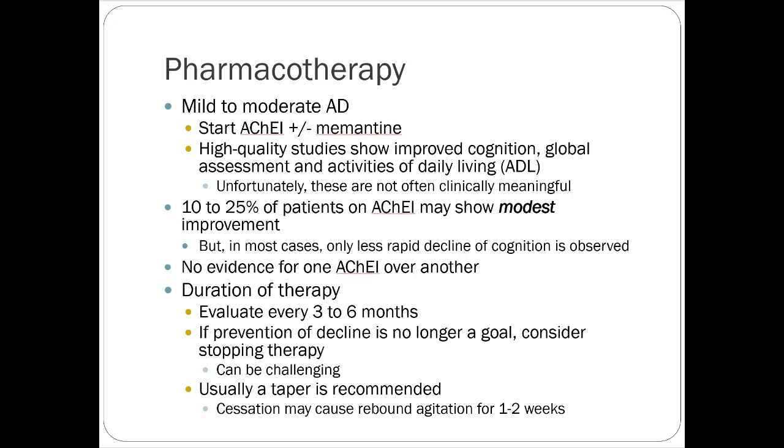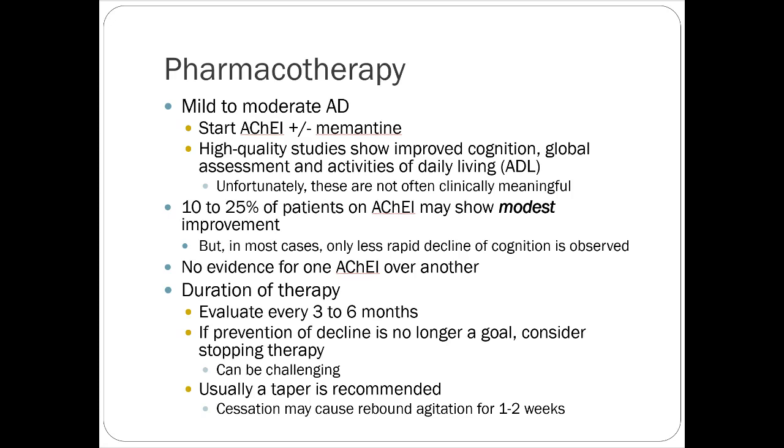10 to 25% of patients on an acetylcholinesterase inhibitor may show modest improvement, but in most cases they only experience less rapid decline of cognition. There's no evidence for one acetylcholinesterase inhibitor over another. Duration of therapy usually could be indefinite. You could evaluate it every 3 to 6 months. If prevention of decline is no longer a goal, consider stopping therapy.